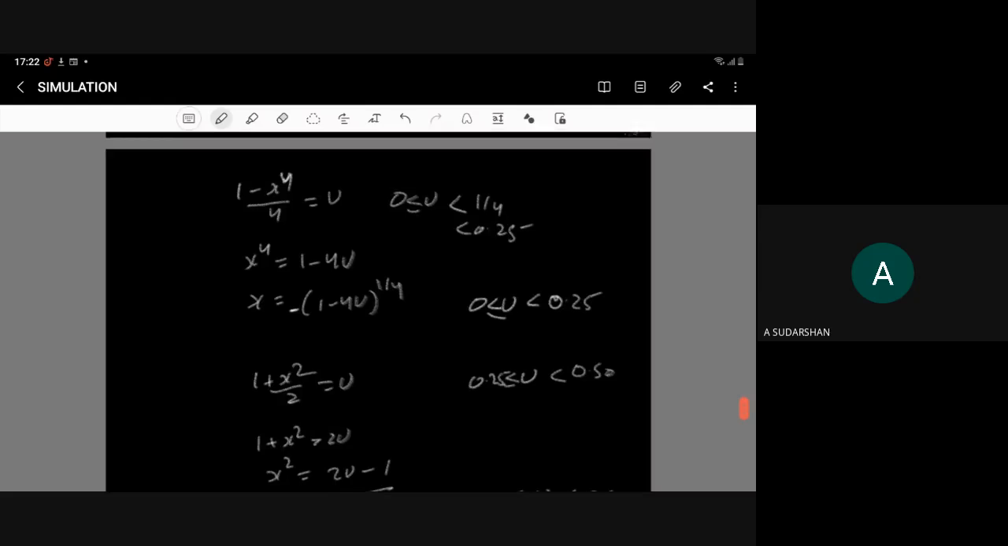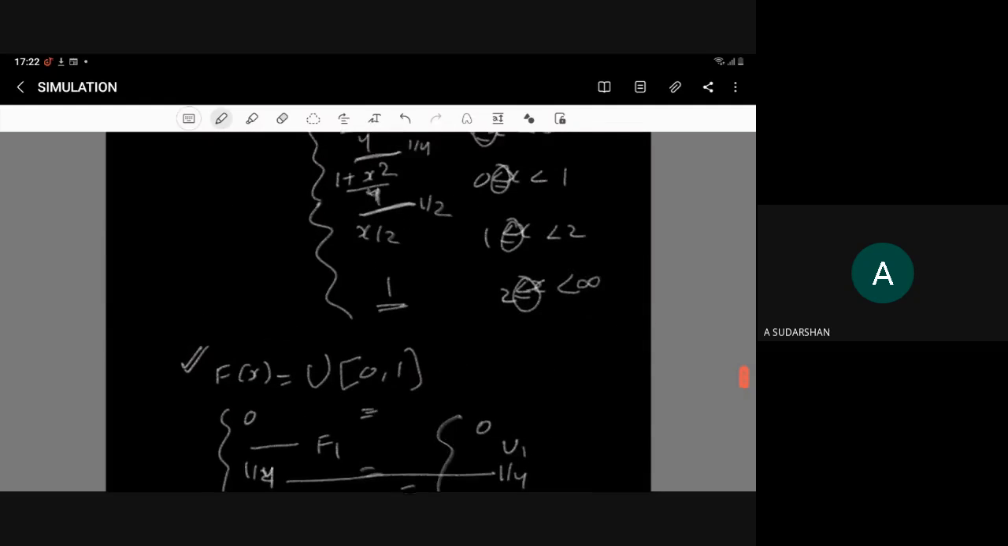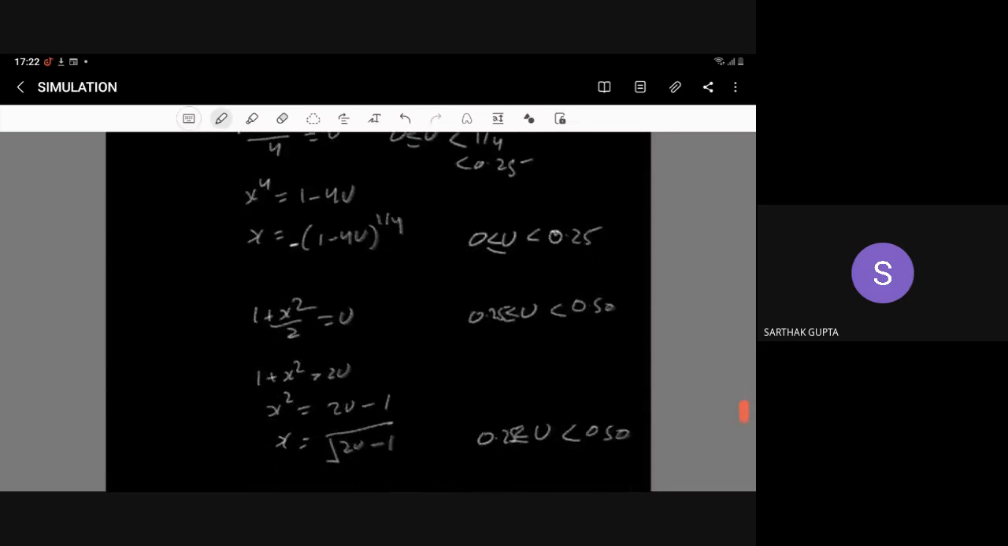One minute, did we write the function above wrongly? Sir, it will be 1 plus x square by 4. It is 1 by 4.